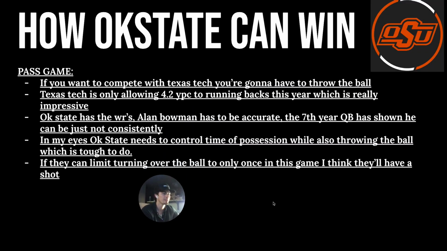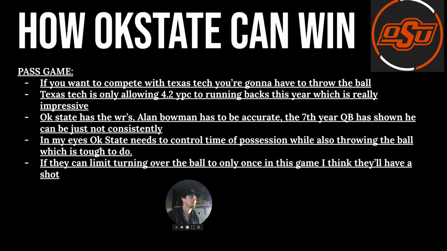All right, so here's how I think Oklahoma State can win. Like I said, I think Oklahoma State is going to have to throw the ball, so that's one of my keys for them to win. Like I said, Texas Tech is only allowing 4.2 yards per carry to running backs, so they can shut the running game down when they need to.